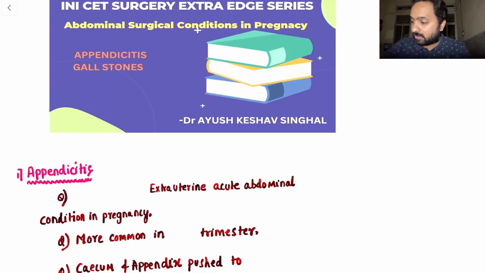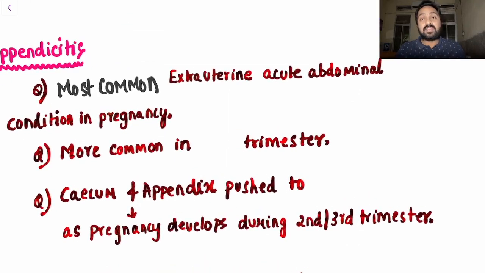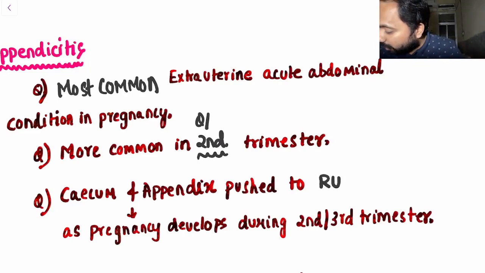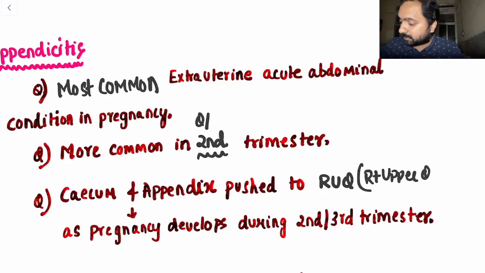Please remember, appendicitis is the most common extrauterine acute abdominal condition in pregnancy. Now, it is common in which trimester? It is much more common in the second trimester. The classical obstetric teaching states that the cecum and the appendix are pushed to the RUQ, that is the right upper quadrant, as pregnancy develops during the second or third trimester.